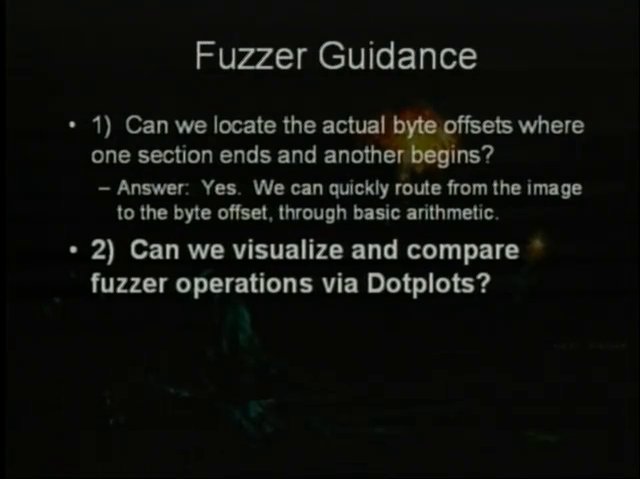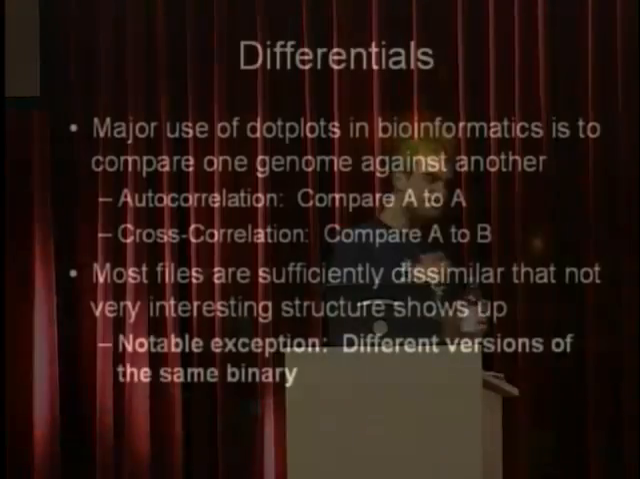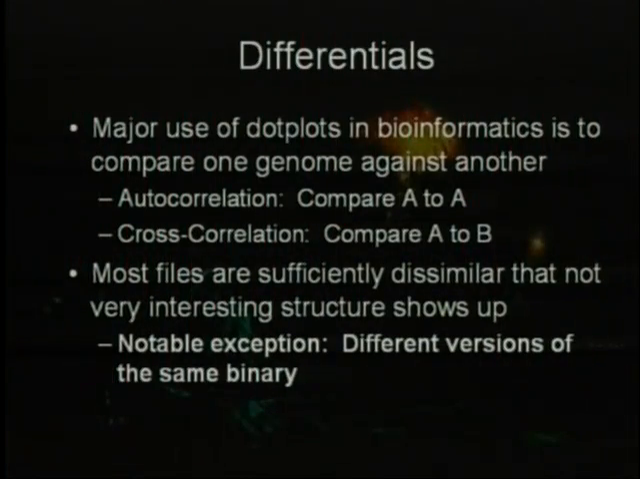So, can we visualize and compare fuzzer operations via dot plots? Well, a major use of dot plots in bioinformatics is to compare one genome against another. Thus far, what I've shown you is autocorrelation. That's where you take a file and compare it against itself. We can do something much more interesting, and that would be cross-correlation. That's when you compare a file to a different file. Now, most of the time, this yields crap. However, suppose you're looking at two versions of the same file, one from before a patch, one from after.